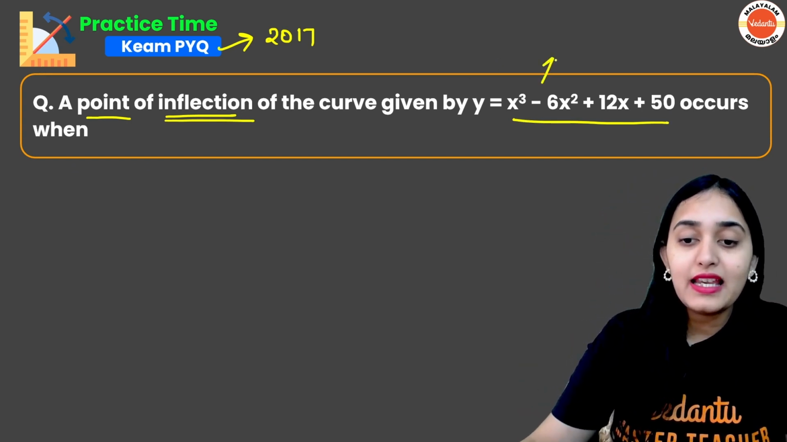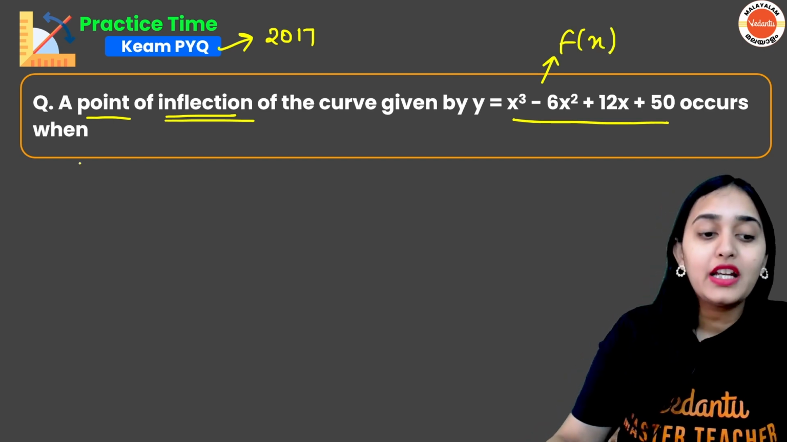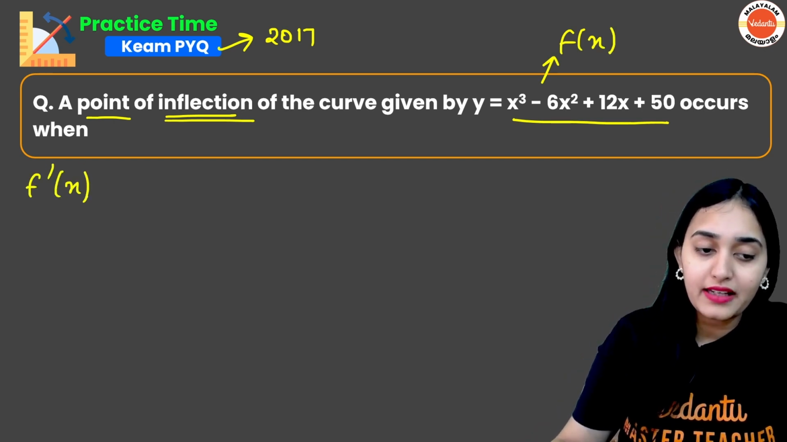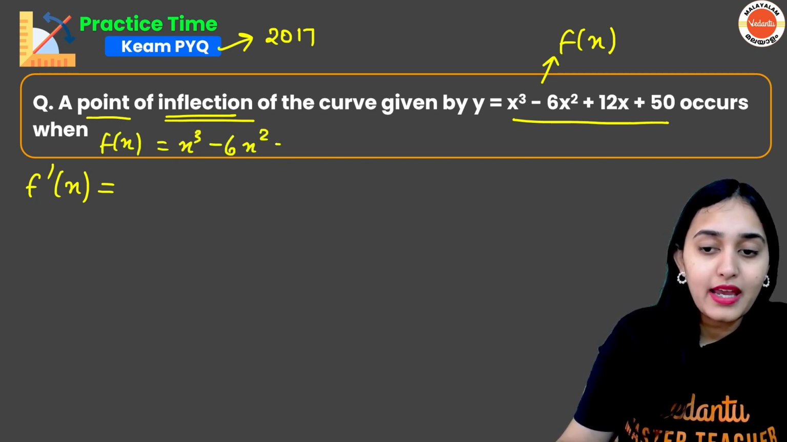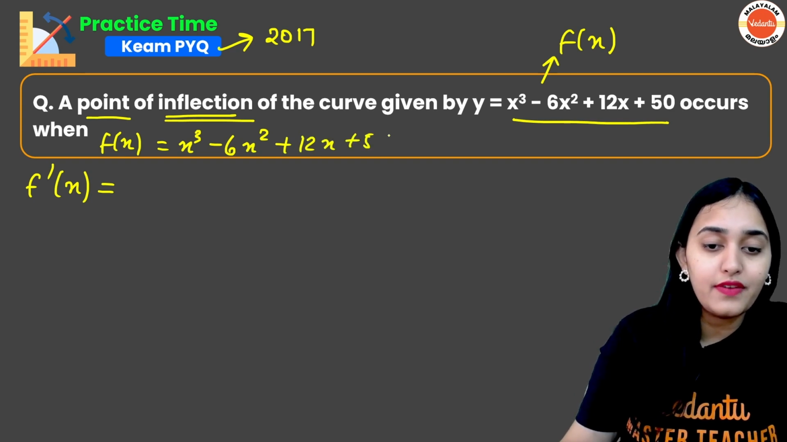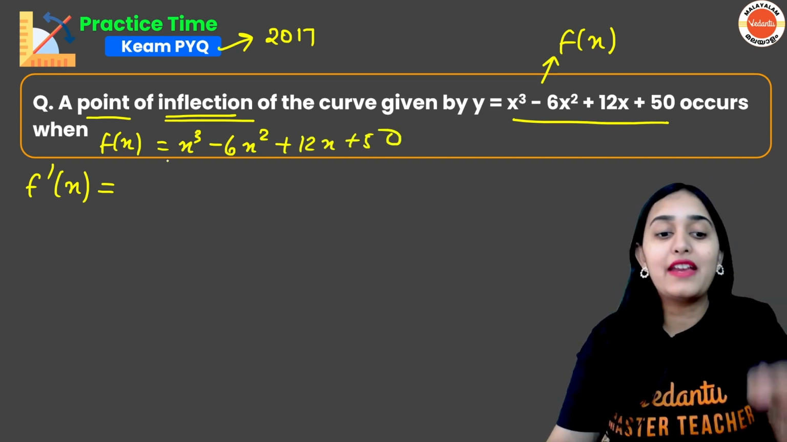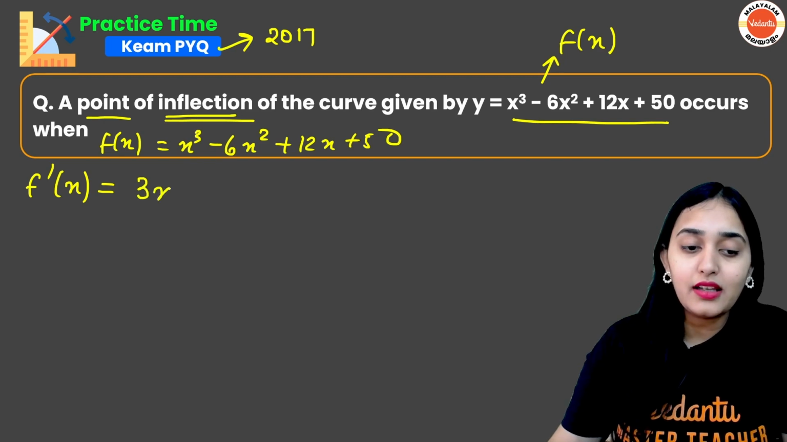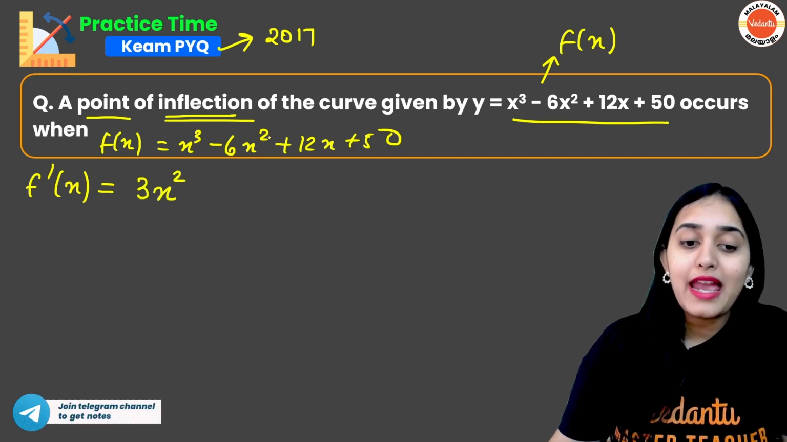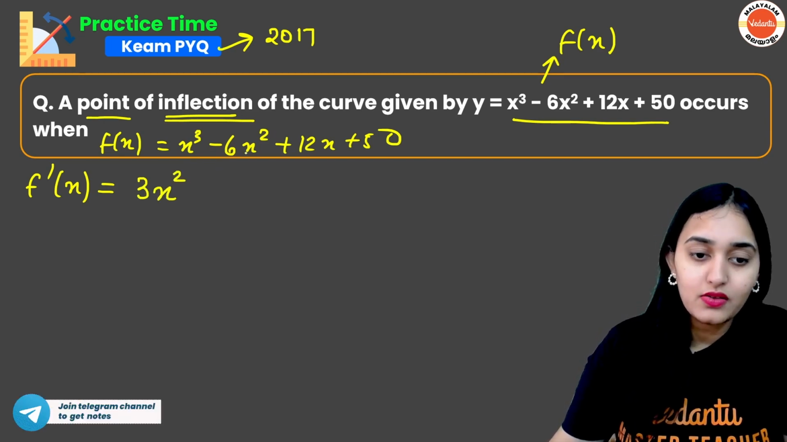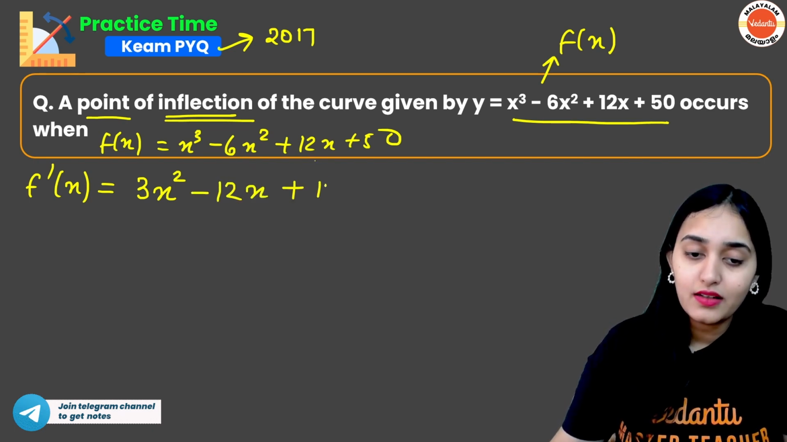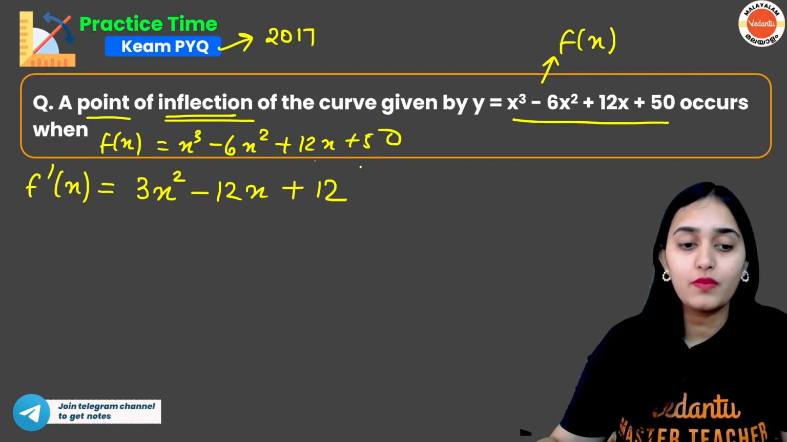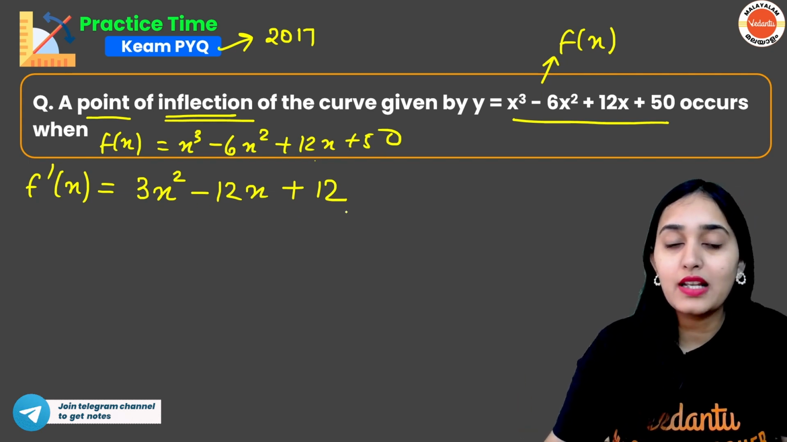First, this is f of x. You find f dash of x. f of x is given: x cube, 6x square, 12x plus 50. You derive it. X cube derivation is 3x square. Then x square is 2x, so 6 2s are 12x. 12x differentiation is 12. 50 differentiation is 0. So you get 3x square minus 12x plus 12.